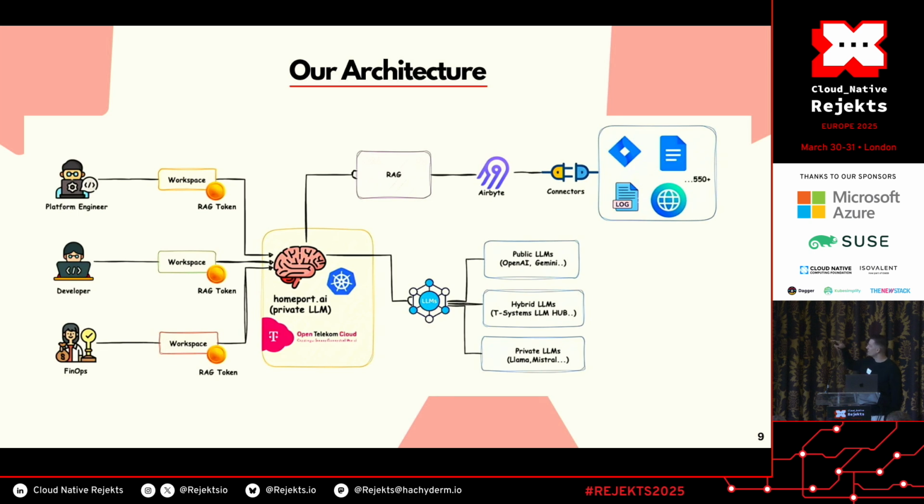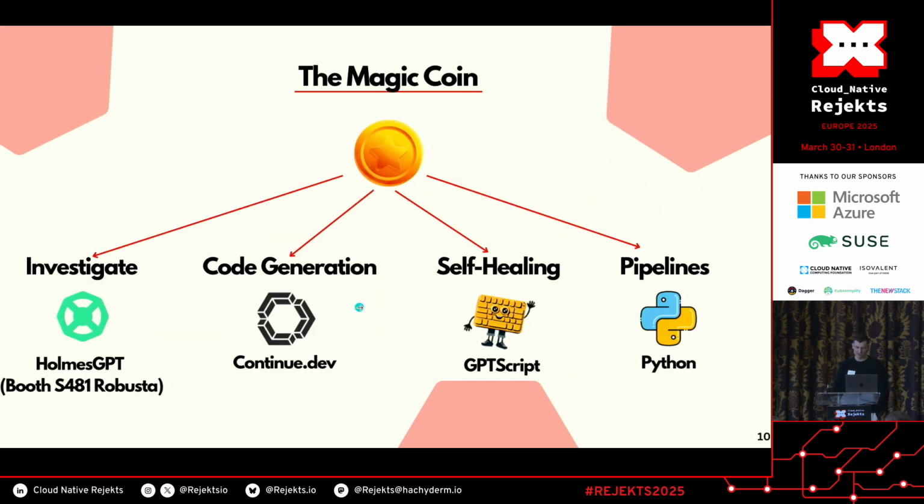It's just so that you get a view of how we are using RAG and tokens, how we extract them, and how we combine them for our solution or for our daily tasks. And it's going to be the magic coin. We are using it for investigation, for code generation with Continue.dev. Of course, we are aware of v0, Bolt.new, Cursor, but we try to create proof of value and not just show you some use cases.